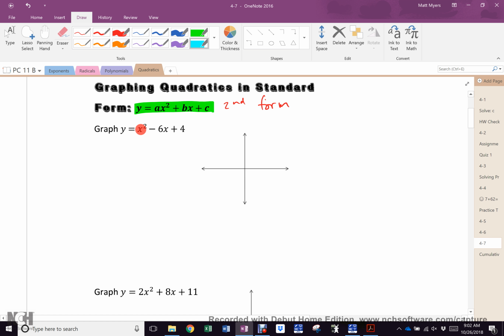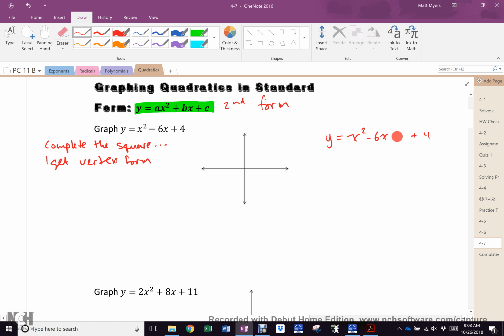So here we have standard form. We can't tell anything about it, can we? But if I complete the square, I get vertex form. Kind of. Right? So let's do that. Y equals x squared minus 6x plus 4, yeah?